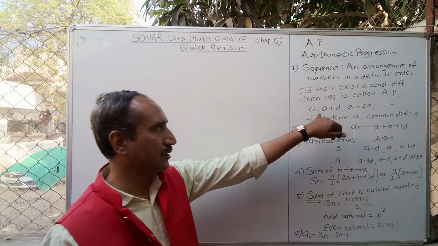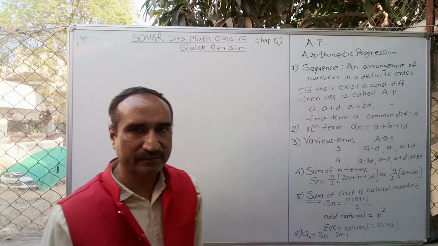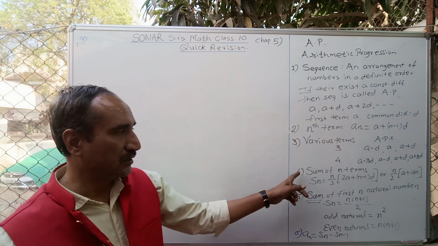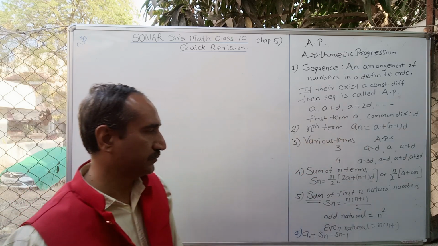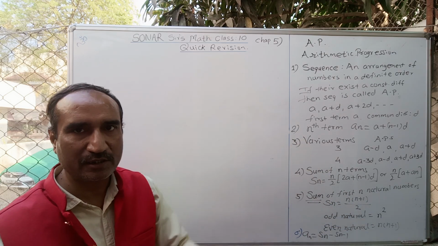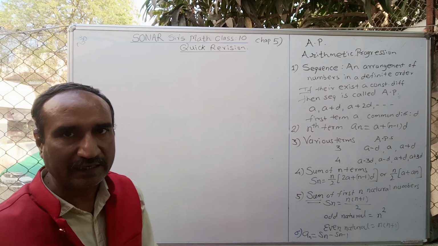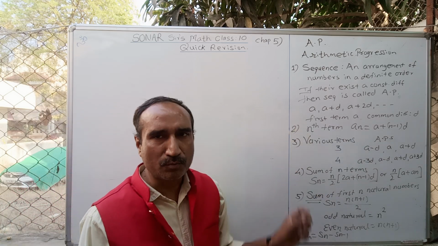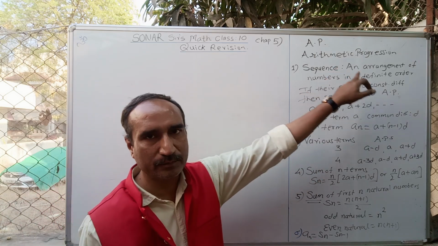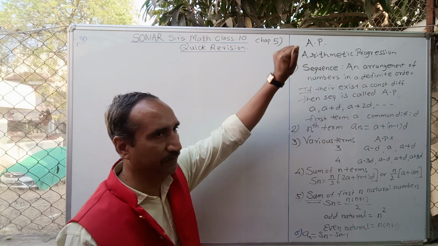Then we'll discuss the formation of an AP, then the nth term of an AP, various terms involved in an AP, the sum of the n terms of an AP, the sum of natural numbers, even natural numbers, and odd natural numbers, and when the sum is given, how to find the terms. And at last, we'll discuss the most likely questions related to arithmetic progression. So let's start with the definition.